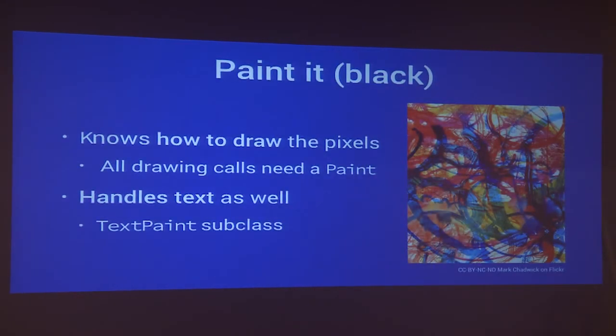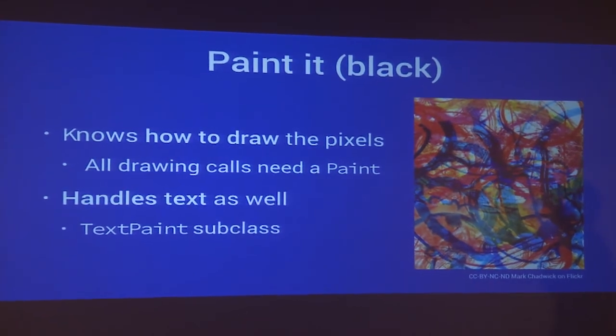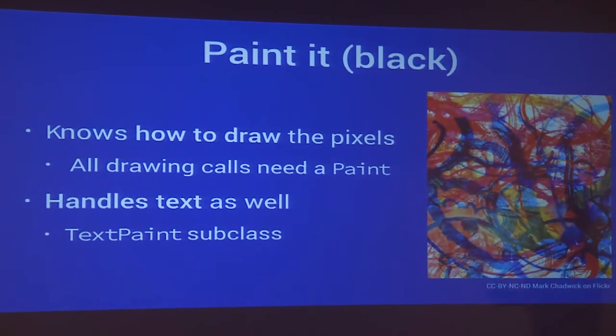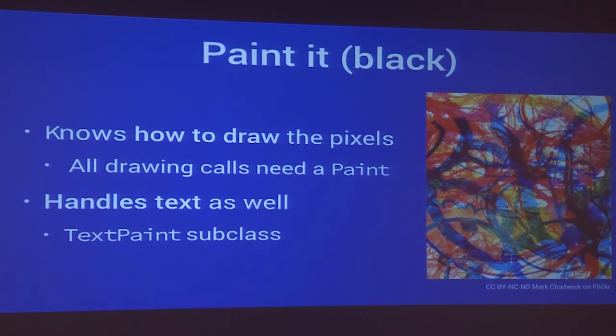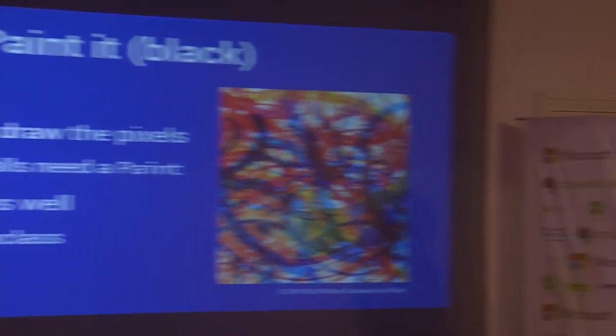So, Paint. Paint is basically an object that is mapped into a native Skia object, which is SkPaint, because they like prefixes. And it holds all the information that Skia needs to effectively paint a pixel on the screen. So it knows about the color, it knows if you're using a texture, it knows if you are having a stroke, the width of the stroke, the color of the stroke, all that kind of stuff. And that is the reason why all drawing calls on Canvas need a paint.